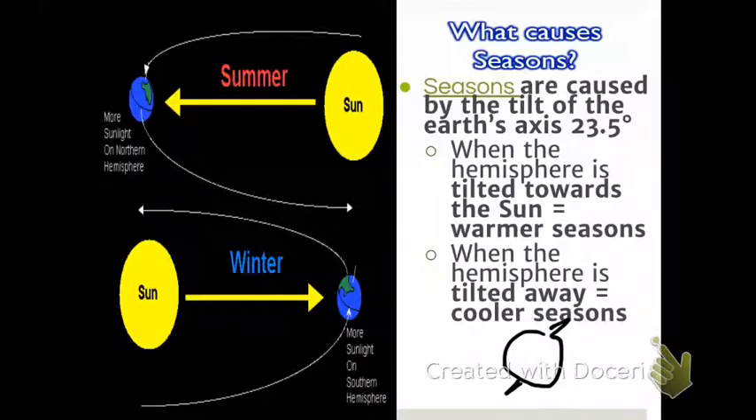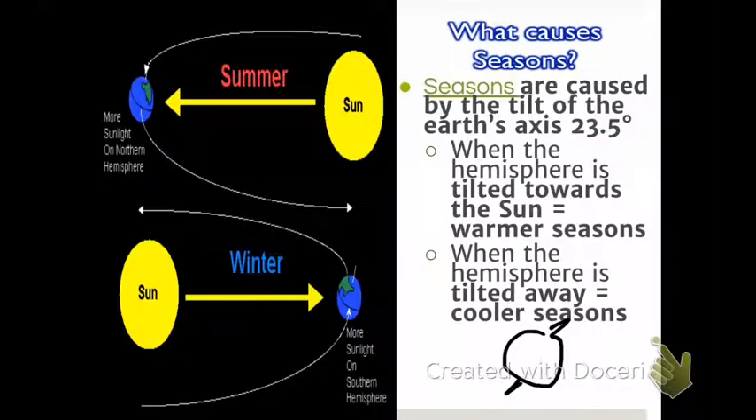So when the northern hemisphere, whichever one, is tilted towards the sun, that's when we have our warmer seasons. So for now, we're just going to pay attention to summer. But summer and spring, we are tilted towards the sun. And then fall and winter, we are tilted away from the sun. So warm seasons, we're tilted towards it, and cooler seasons, we are tilted away from it.